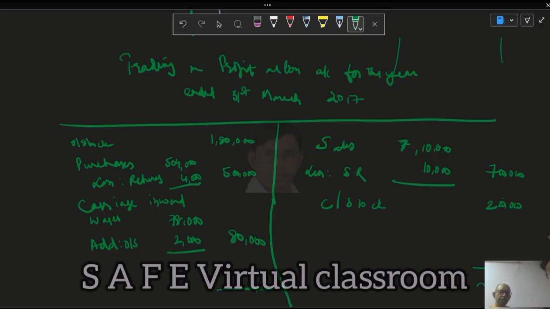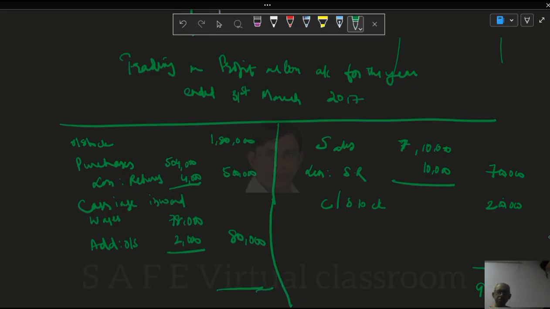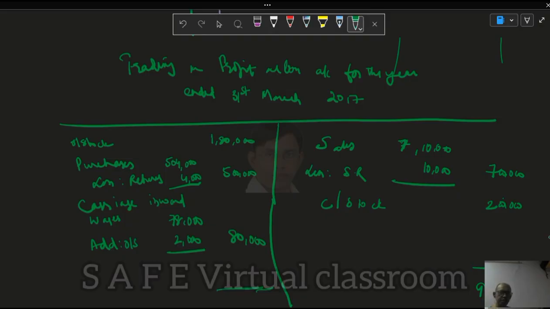Now I'm asking, 7 lakh plus 2 lakh is 9 lakh. So 9 lakh you have to write. Here it is 1 lakh 80,000 plus 5 lakh, it is 6 lakh 80,000. 6 lakh 80,000 plus 80,000 is 7 lakh 60,000. 7 lakh 60,000 minus 9 lakh is 1 lakh 40,000. So 1 lakh 40,000 is gross profit.